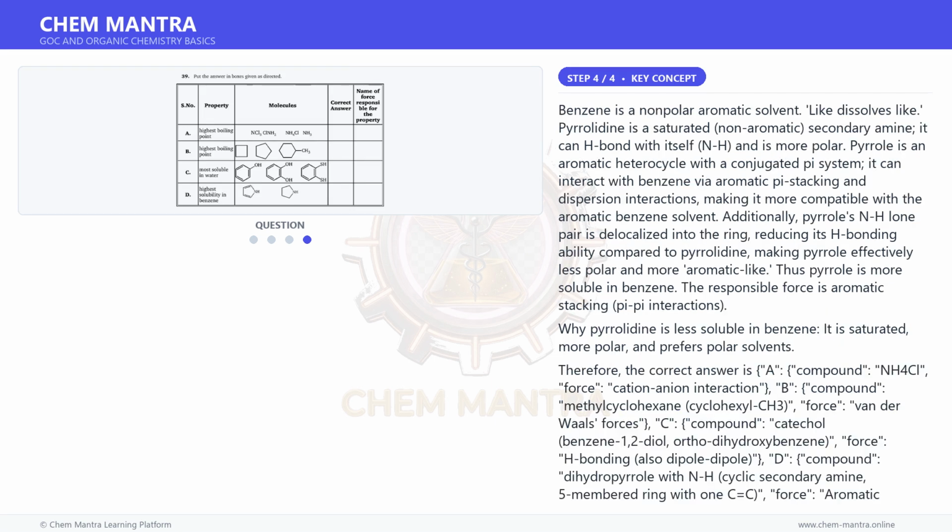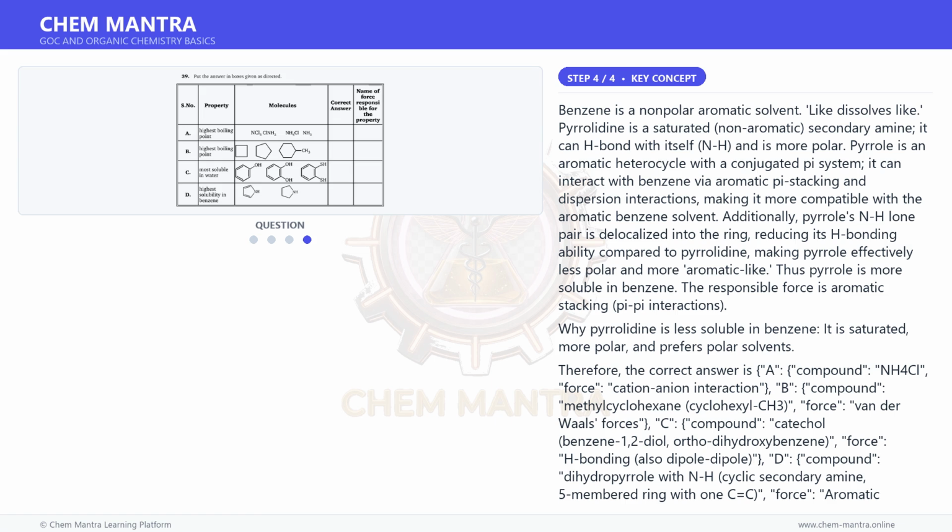Let us first understand the key concept here. Benzene is a nonpolar aromatic solvent. Like dissolves like. Pyrrolidine is a saturated, non-aromatic, secondary amine. It can H bond with itself through NH, and is more polar. Pyrrole is an aromatic heterocycle with a conjugated pi system.